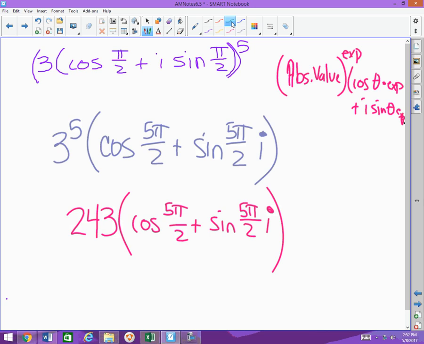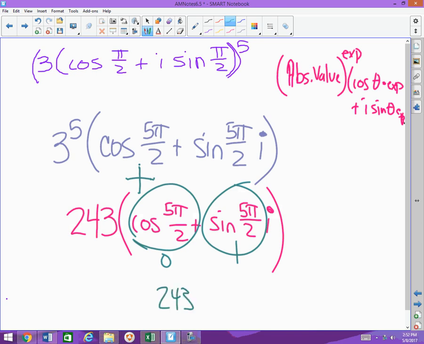Now if you want to know what the value is in complex number form, well, you'd have to figure these things out. Cosine of 5 pi over 2, let's see, 1, 2, 3, 4, 5 pi over 2 is the same as cosine pi over 2, so that's a 0. And that sine would be a positive 1. So this is 243I as the complex number.